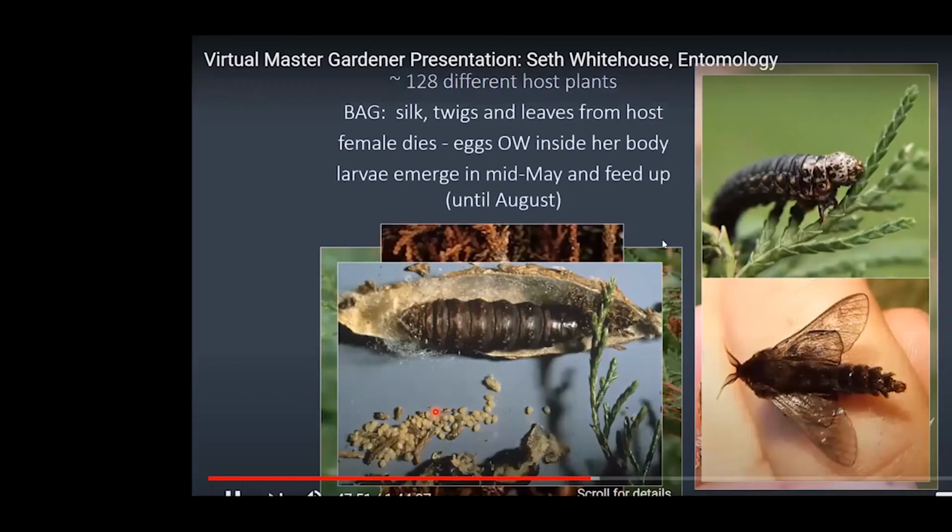So watch them and try to get them before they emerge in mid-May. So, now's the time to be scouting and looking for them because they're starting to come up and get larger in size.